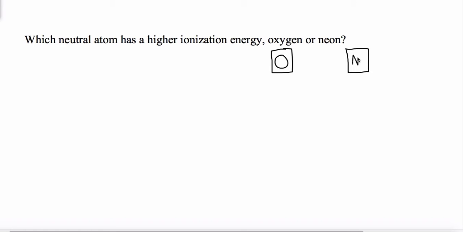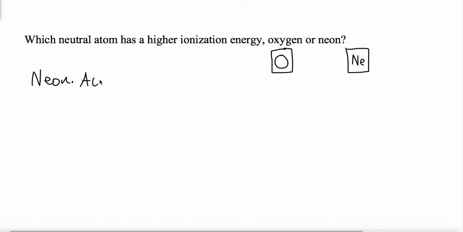So we're talking about a horizontal relationship. So it's going to be about protons in this case. They're on the same horizontal row. Neon has more protons than oxygen. So the answer is going to be neon. Okay. So the first thing you say is neon.